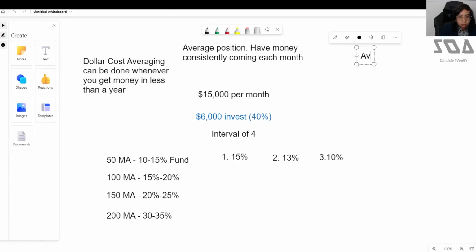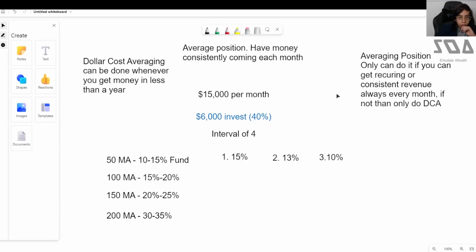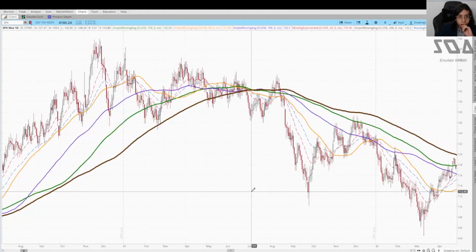For averaging position, you can only do it if you can get recurring or consistent revenue every month. If not, then only do DCA, which is dollar cost averaging. That's my rule. Also, one last thing to kind of close this.